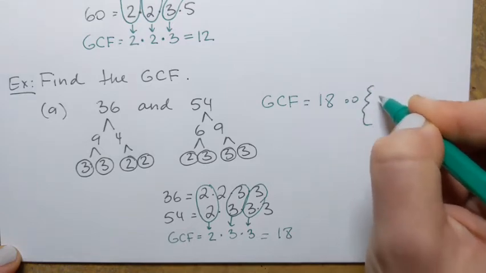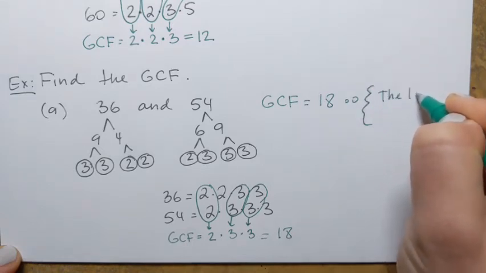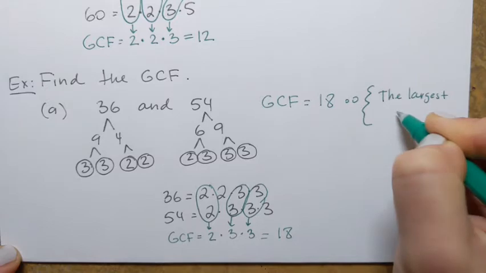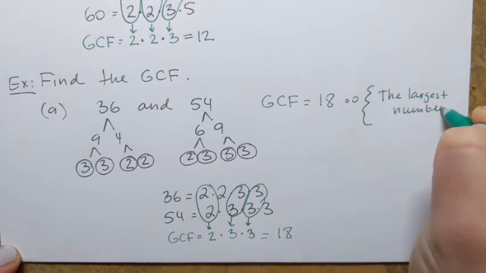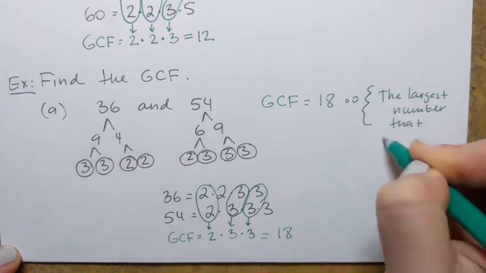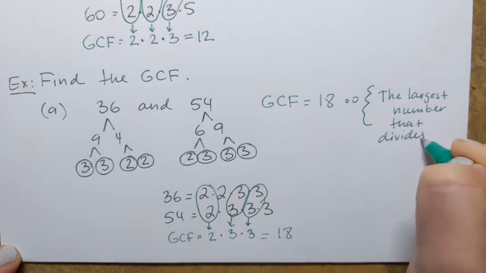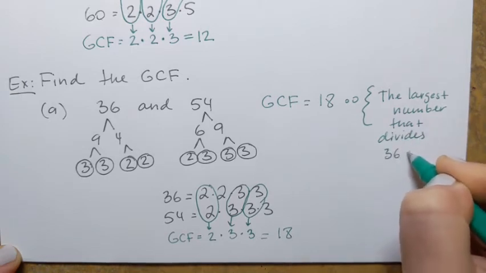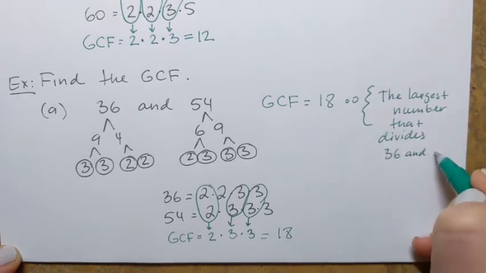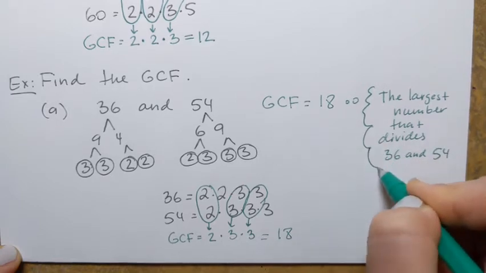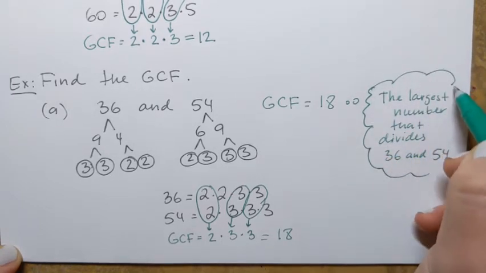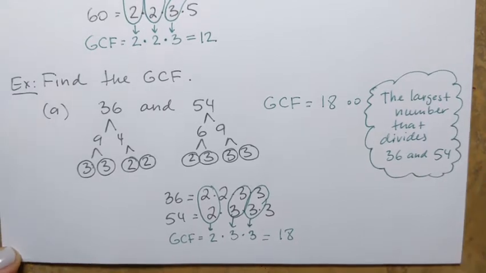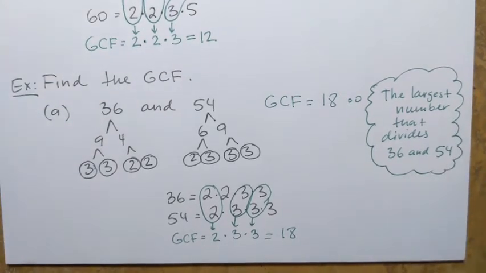So another way to think about it, the largest number that divides 36 and 54. The GCF, the greatest common factor. Okay, so let's do example B.